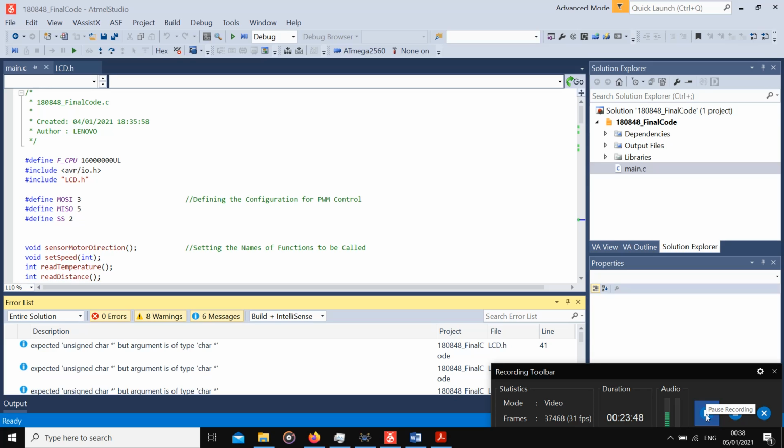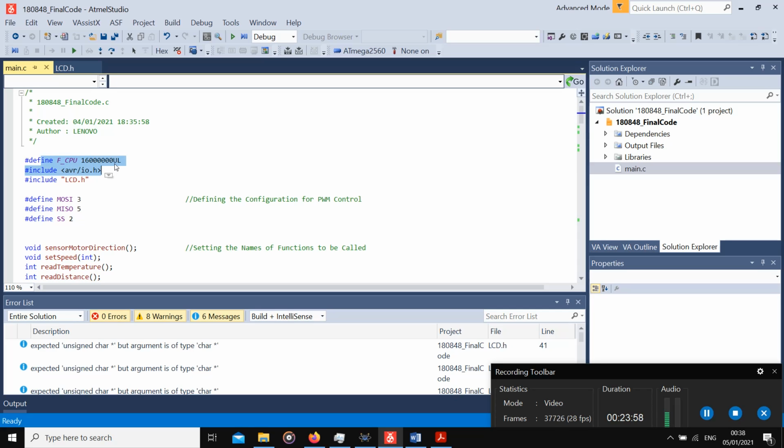Okay, so moving on to our code, this is the final code that I have completed from my side. Starting off, you have the definition of your crystal frequency, that is 16 megahertz. This is the frequency of our standard microcontrollers that are being used. For almost every microcontroller that you use it is 16 megahertz, but this is not fixed; in most cases it is.